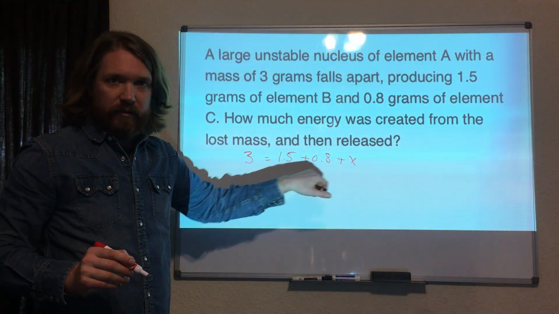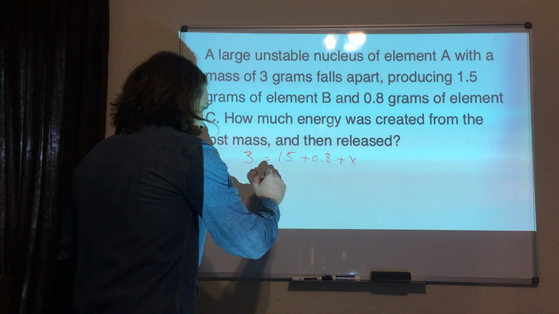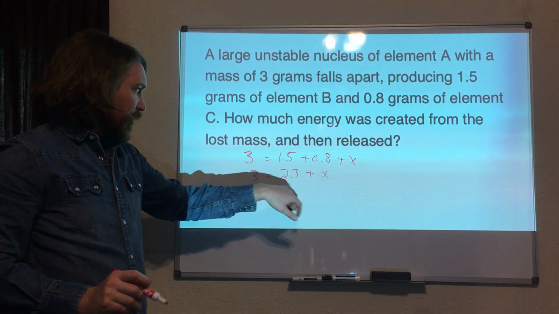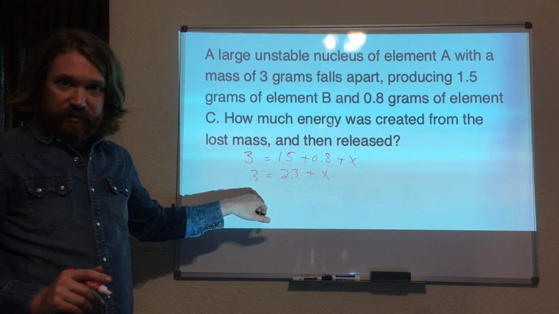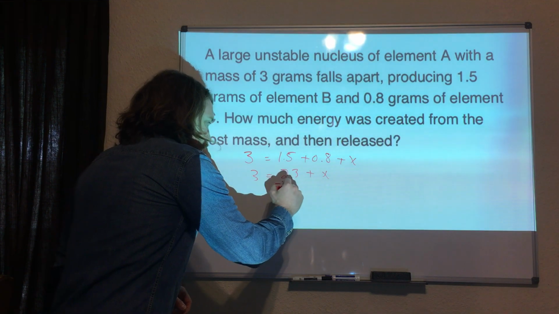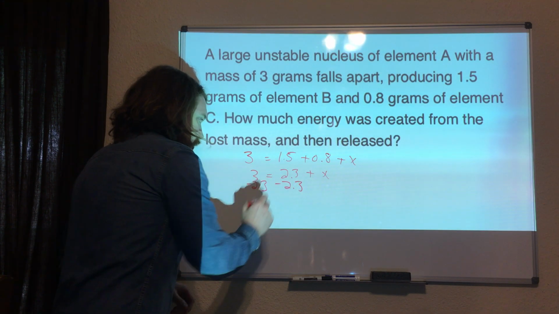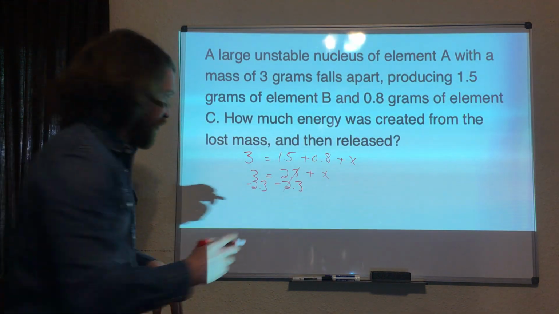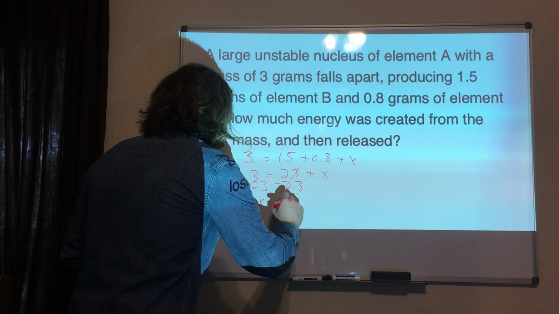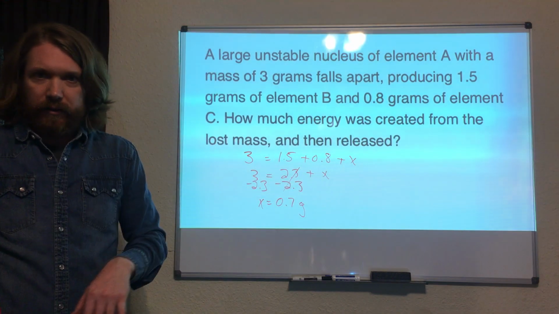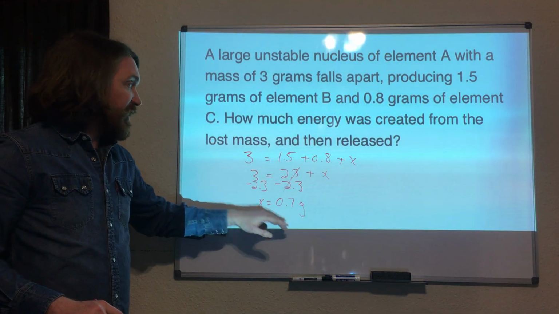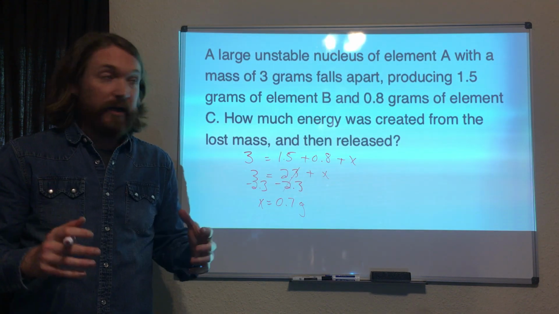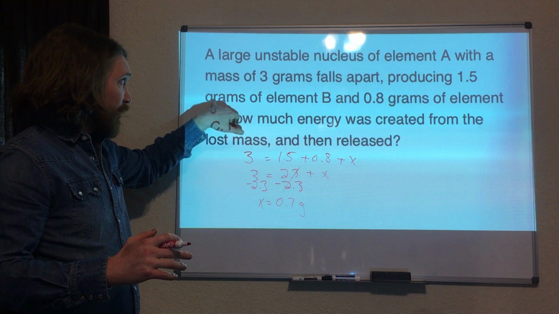Well, 1.5 plus 0.8 gives me 2.3 plus X. So what plus 2.3 equals 3? Well, this is addition, so you do the opposite. 2.3 minus 2.3 is 0, and 3 minus 2.3 gives us X is equal to 0.7 grams. So here, I know that the amount of matter that was lost is equal to 0.7 grams.